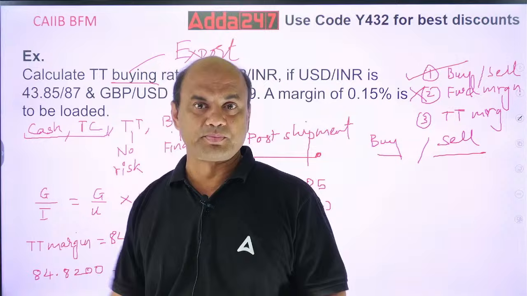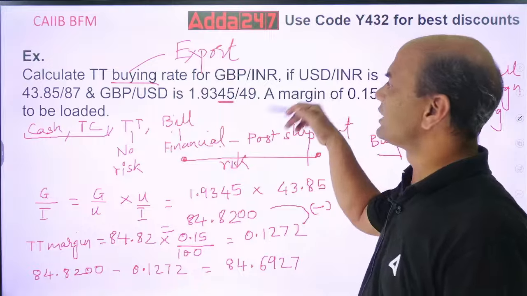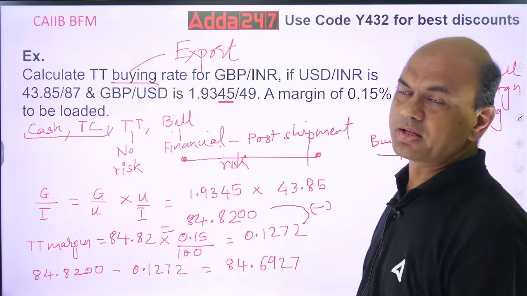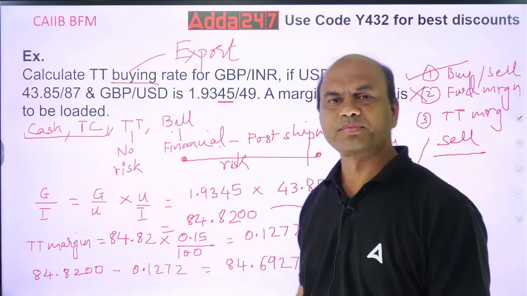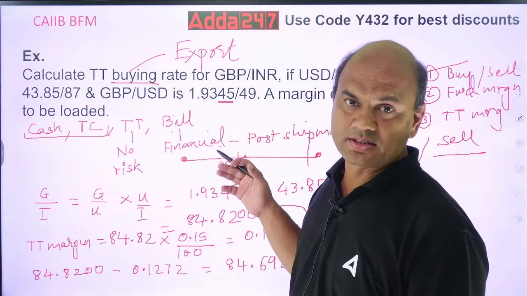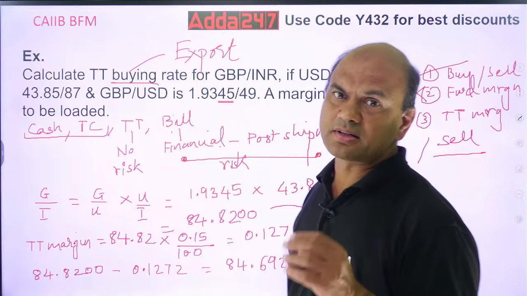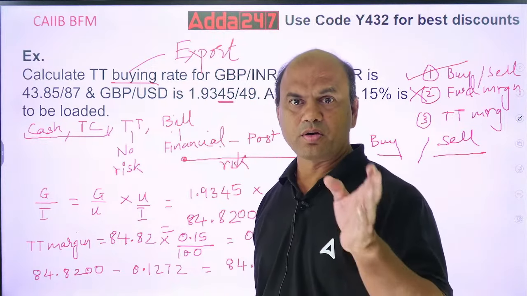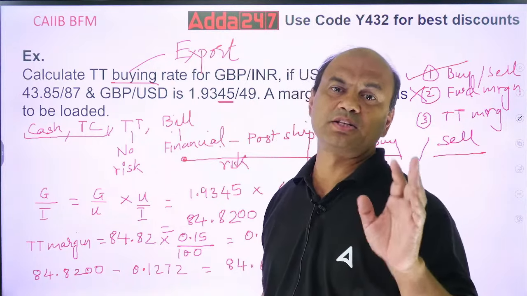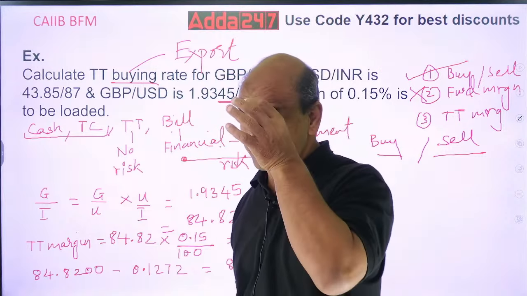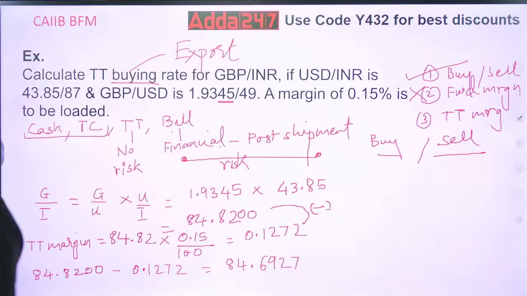Now in this problem, is it given that the transaction is to be done after 1 month? Nothing. What is mentioned? When is the transaction done over here? Is the transaction done in spot or forward? Only 2 options. Think.